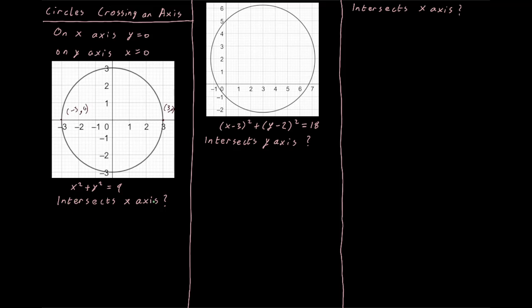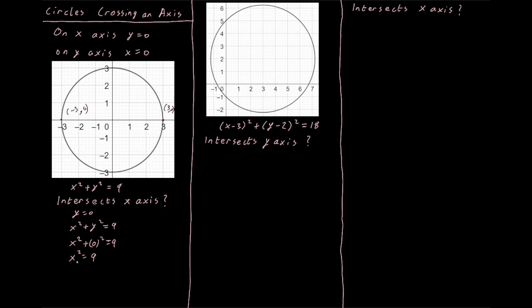We can say, well, on the x-axis, I know that y is going to be 0. So all I have to do for my equation is say, well, on the x-axis, y is going to be equal to 0. So I say, well, my equation of my circle is x squared plus y squared is equal to 9. And I know that on the x-axis, y should be 0. So x squared plus 0 squared should be equal to 9. That's just the same as x squared is equal to 9.